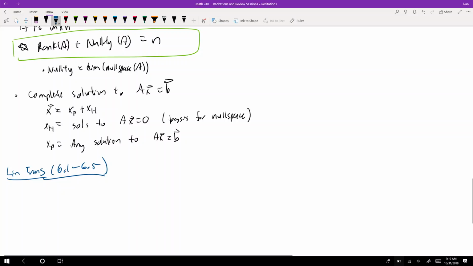Okay. We're on linear transformations. I need to go to the right section of my notes. So linear transformations. The first thing you want to know is how to prove a map T from V to W is a linear transformation, or is not. So first thing you need to show is closed under addition.